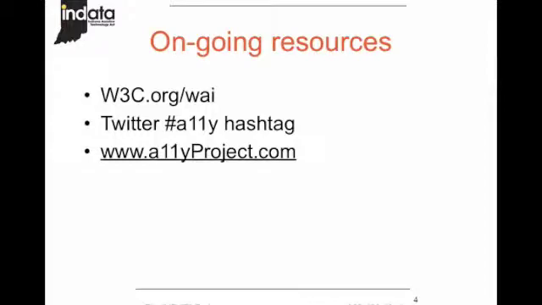A11y, by the way, is kind of internet shorthand for the word accessibility. If you take the letter A and the letter Y and put 11 letters in there, that spells the word accessibility. So A11Y is just shorthand for the word accessibility. It starts with an A, it ends with a Y, and there are 11 letters missing.